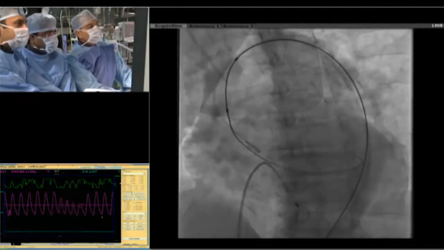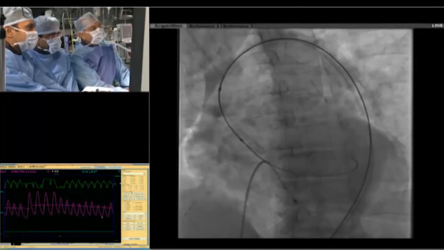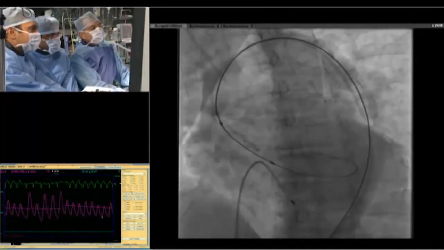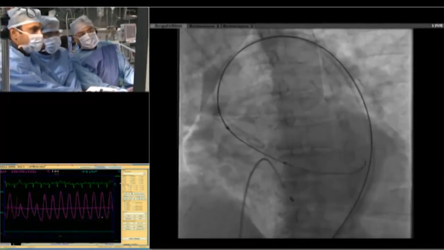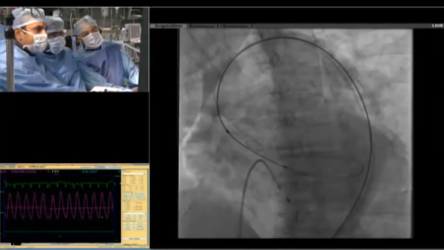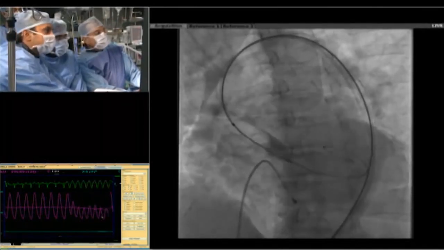We're going to ask you to pace. Don't pace now. Let's go into the LV. Okay. All right. Pace at 160. Pace, please. See the pressure, 160. Pace, please. Okay, we'll go ahead and inflate here.